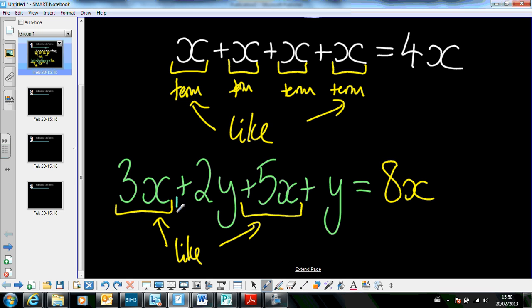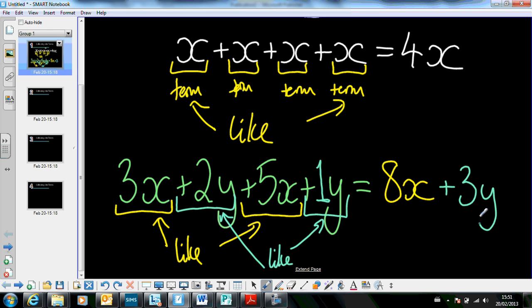And similarly, this term and this term are like, because they're both y terms. So altogether, that's 2y and 1 more y. We don't usually put the 1 in. If we don't write it in, that means 1y. So altogether, that's 3y. Again, something we should all be very comfortable with.